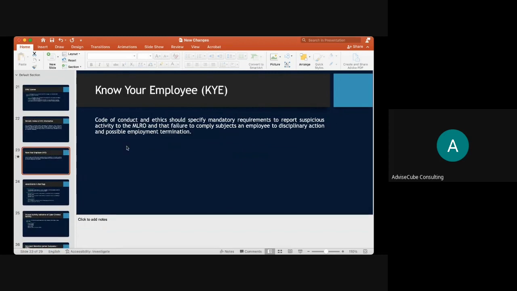KYE, which is know your employee, they have mentioned here again that you should treat your employees the same as customers. Okay, so they are saying to treat your own employees like a normal customer. At the time of onboarding, you have to apply background checks and all. And similarly here also they are telling you to monitor their transactions in the normal way you are monitoring your customers.